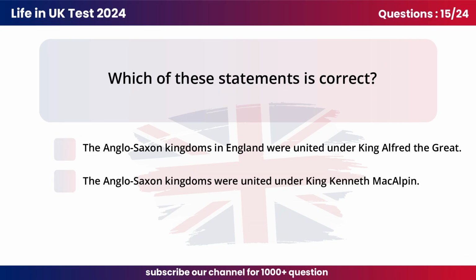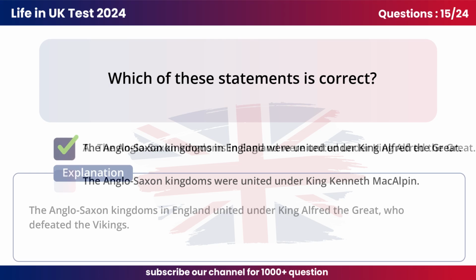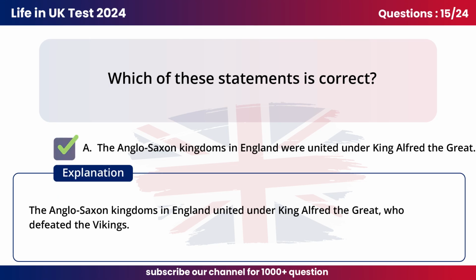Question 15. Which of these statements is correct? A. The Anglo-Saxon kingdoms in England were united under King Alfred the Great. The Anglo-Saxon kingdoms in England united under King Alfred the Great, who defeated the Vikings.